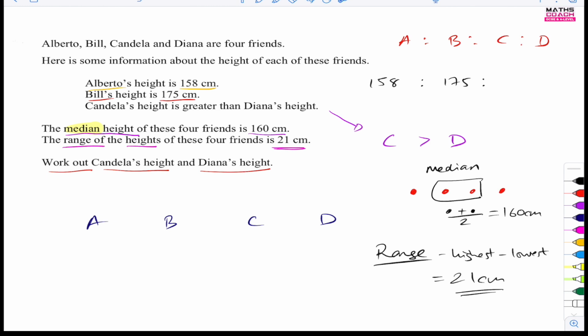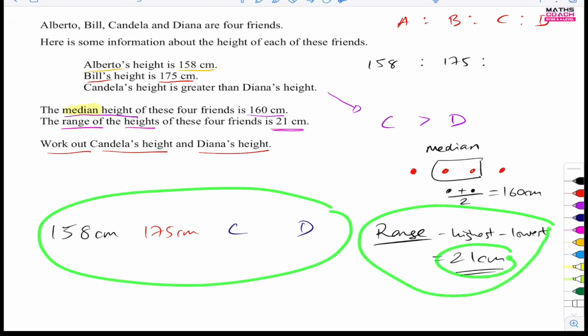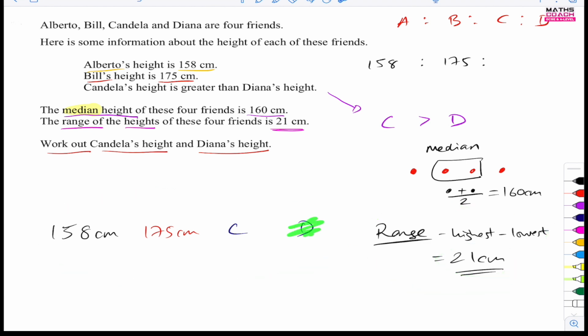So let's go back to Alberto and Bill. We know their heights, 158 centimeters and 175 centimeters. Let's do a quick test. So instead of B, we can delete this and put down 175 centimeters. Instead of A, we can put down 158 centimeters. So I've replaced Alberto and Bill in here. Let's now look at the range. Let's start from the range, because that's quite useful. We know that the highest value take away the lowest value.